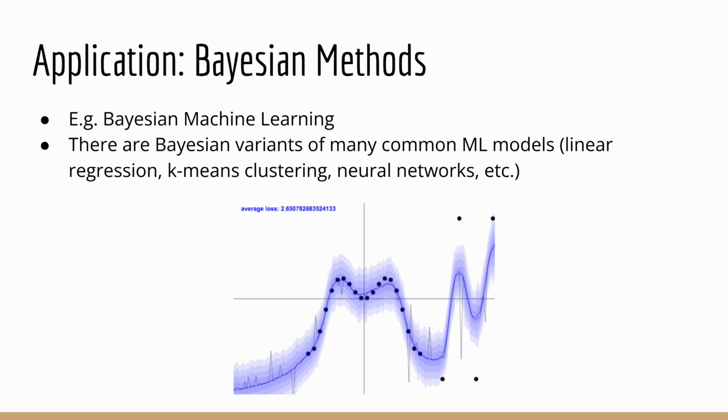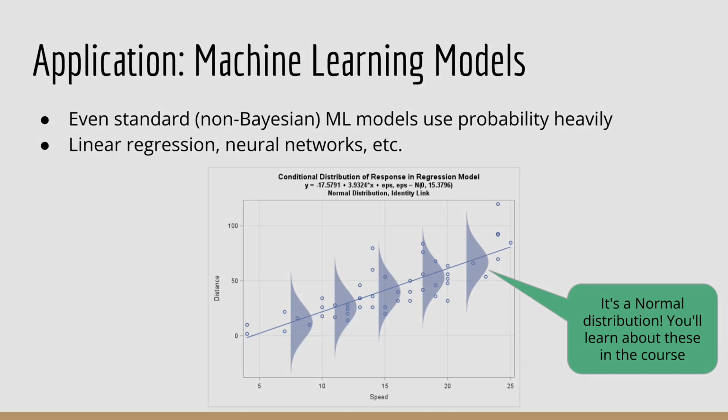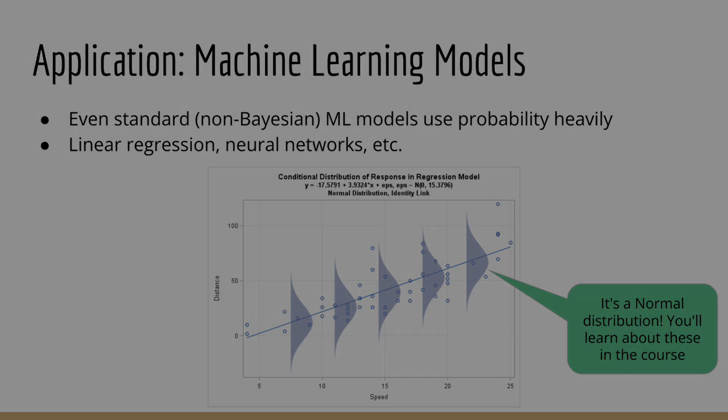Let's not stop here. Probability is also the foundation for Bayesian methods, including Bayesian machine learning. This allows us to quantify uncertainty in a much more powerful way compared to standard models. There are Bayesian variants of many machine learning models, including linear regression, k-means clustering, and neural networks. But that's not to say probability isn't present in standard machine learning models as well. From linear regression to neural networks, probability is almost always used in some way. If you don't understand probability, your understanding of these models will be limited.